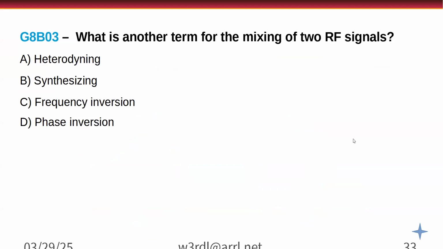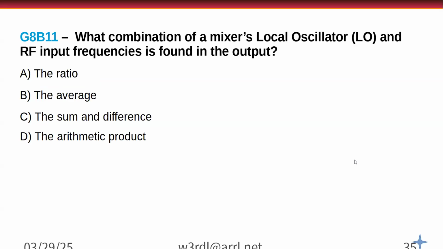So what's another term for mixing of two RF signals? What combination of a mixer's local oscillator and RF input frequencies is found in the output? Sum and difference.